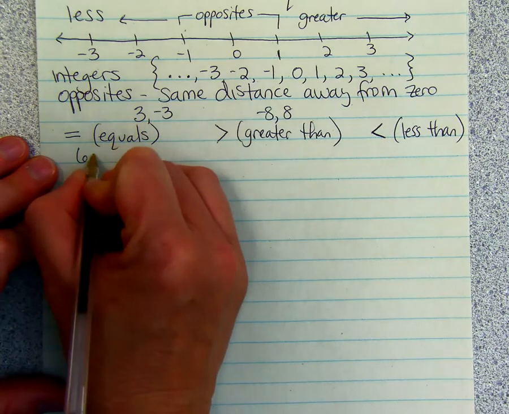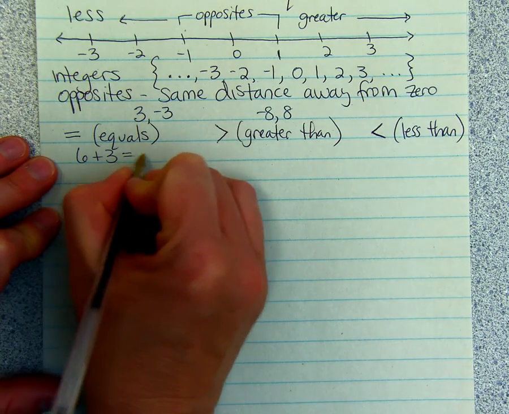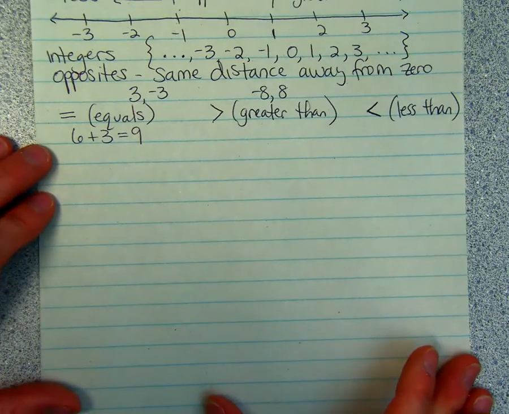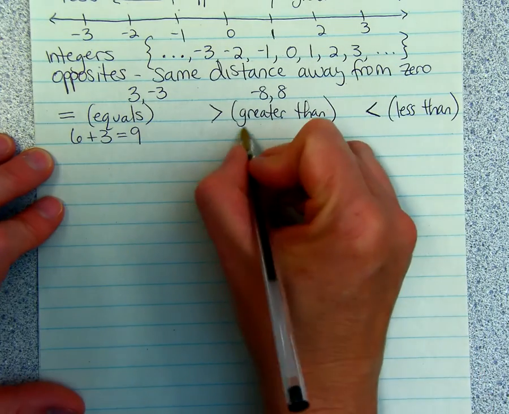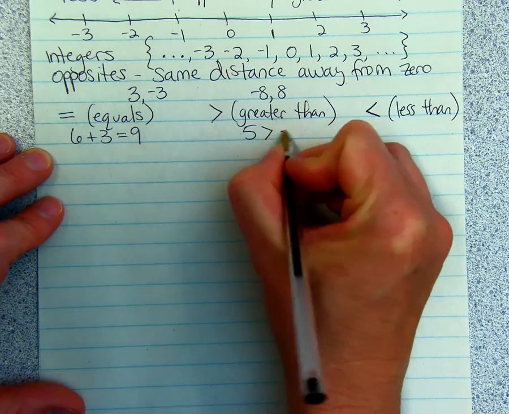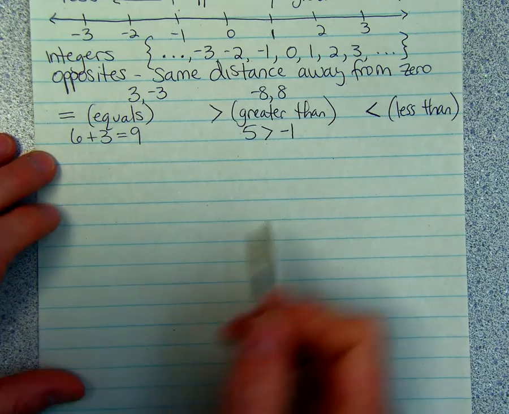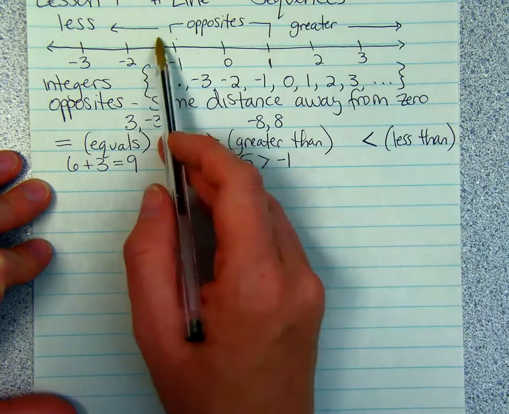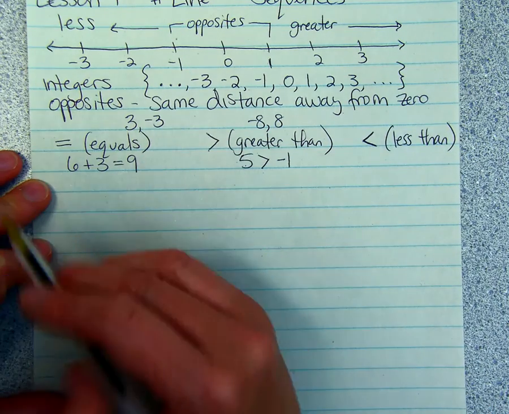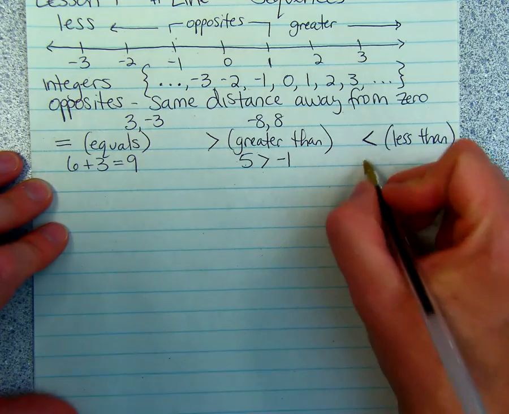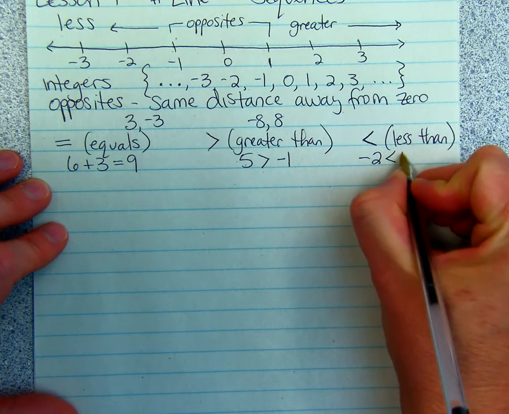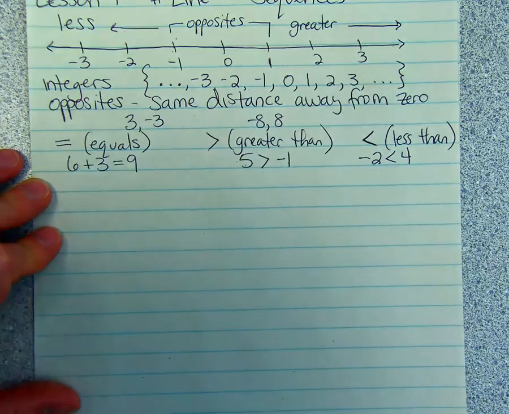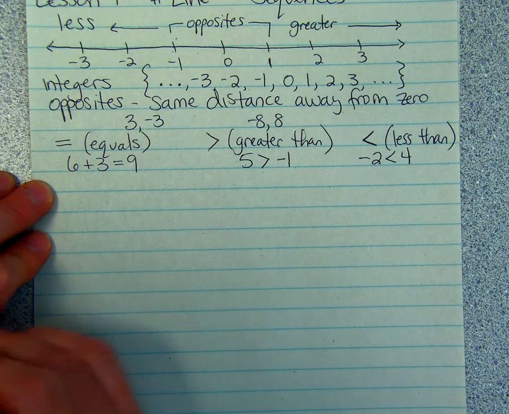So if we had 6 plus 3 equals 9, we would use this symbol equals to show that they are the same amount. Greater than, we could say 5 is greater than -1. On a number line, 5 is to the right of -1. So it's greater than. And then we have -2 is less than 4. And that's because -2 is on the left of 4.